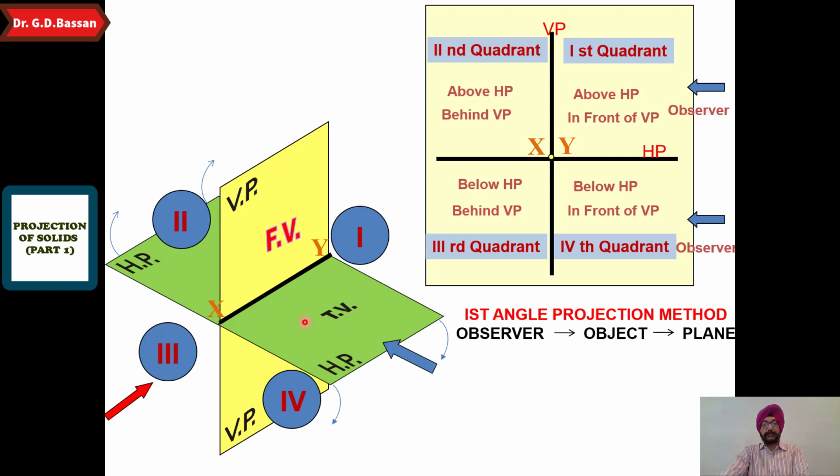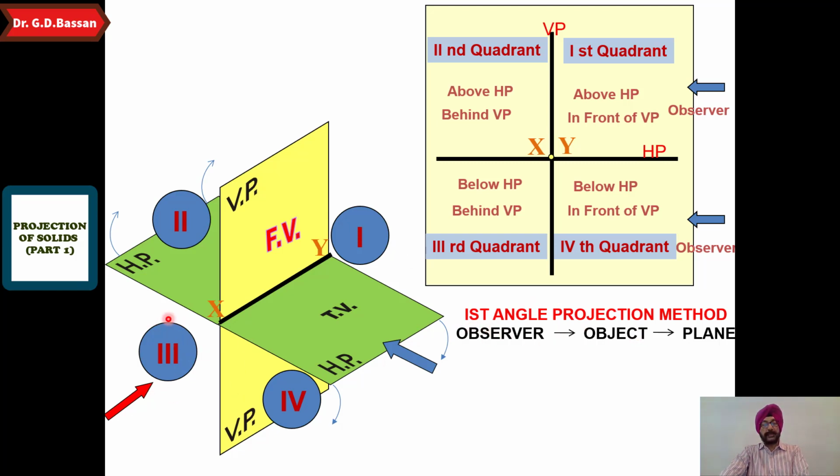If we keep the object in the first quadrant, you always see the object from the right hand side. Your object is in between the observer and the plane. Whatever you see from the front side, you get on the rear side. Whatever you see from the top, you get on the below side. And whatever you see from the left hand side, you get on the right hand side. This is the main thing about the first angle projection method.